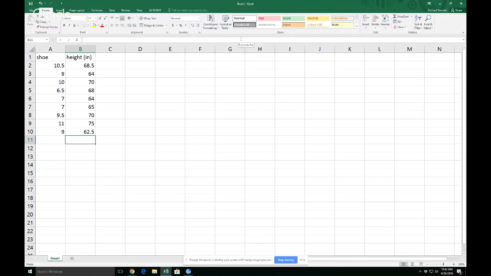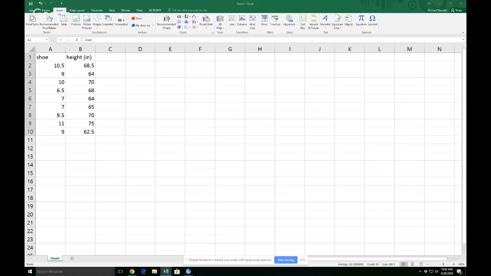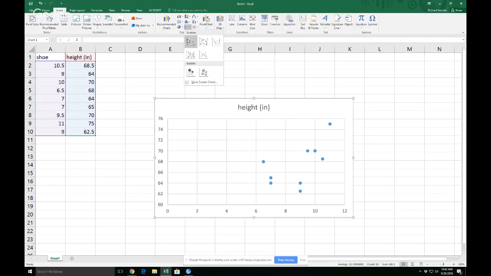So how do you think you would do such a thing? Highlight your data. Insert. That one right here looks like a bunch of dots. That's your scatter plot. You're just going to pick the first one.